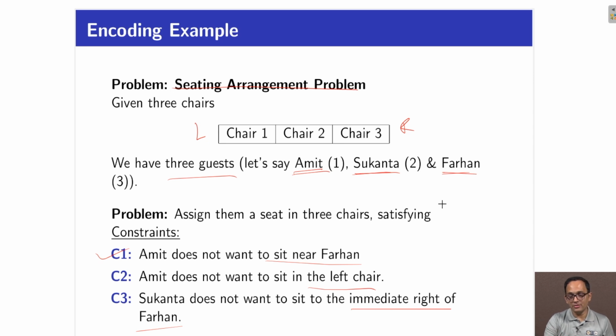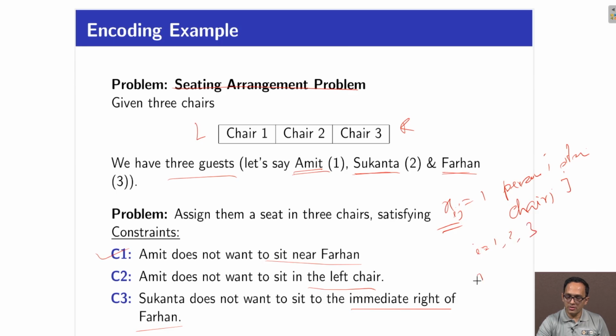So, let us say I have assumed x i j. It is 1 means person i sits in chair j. Okay. Here i is 1, 2, 3, and j is 1, 2, 3. These are the possibilities. Okay. And this is 0 otherwise.